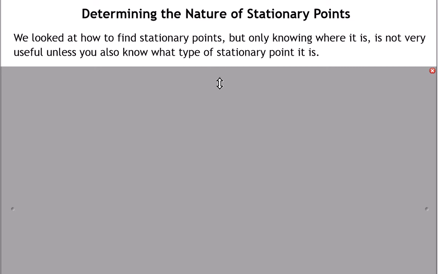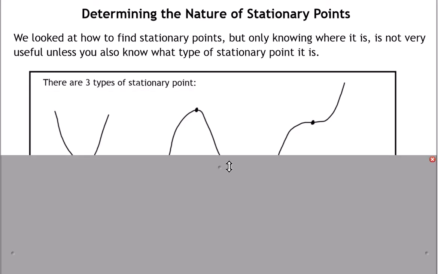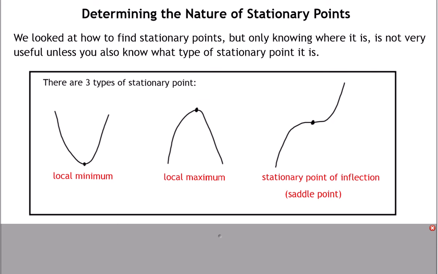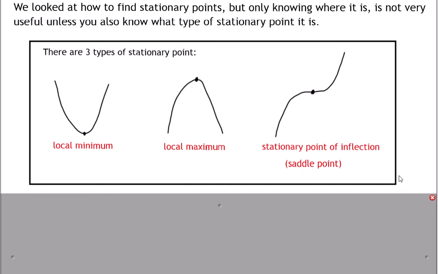So knowing where a stationary point is great, but it's even better if you know whether it's a maximum, a minimum, or a saddle point, and we discussed these in the last video. In fact, I just copy and pasted that from the last video.